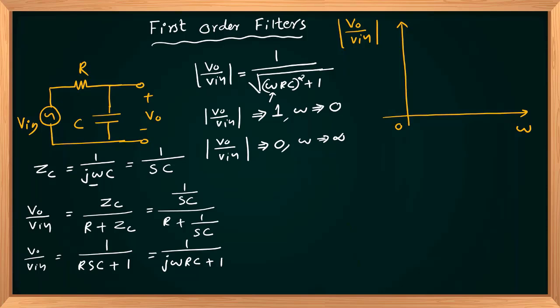So the characteristics between magnitude of voltage gain and omega will look like this. It touches 0 at omega equal to infinity, and the maximum voltage gain happens at omega equal to 0 and its value is equal to 1. Please note that in a passive circuit, the maximum possible value of voltage gain is 1, or the gain of the circuit will be always less than or equal to 1, because using passive networks, we cannot amplify the input signal.